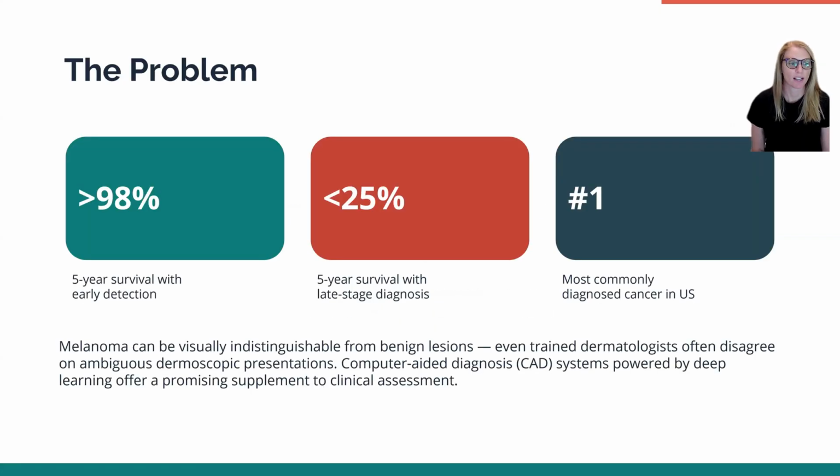So melanoma is the number one most commonly diagnosed cancer in the United States. And if it's detected early, the 5-year survival rate is greater than 98%. However, with a late stage diagnosis, that survival rate drops to less than 25%. And this is a huge disparity between the two.